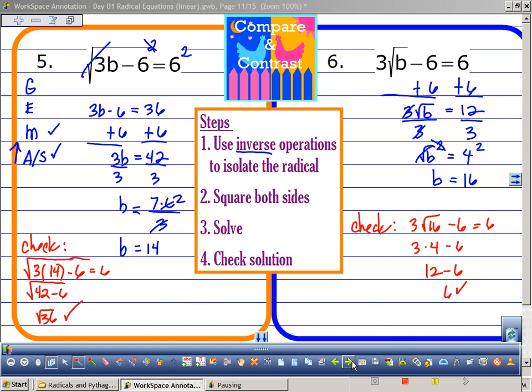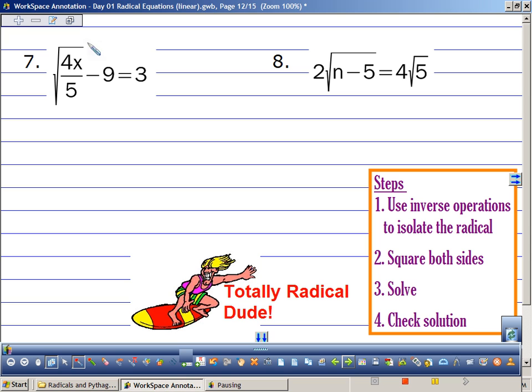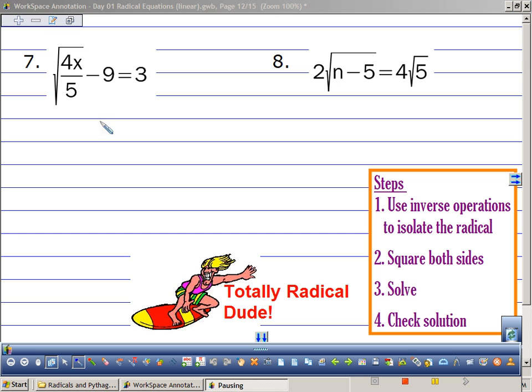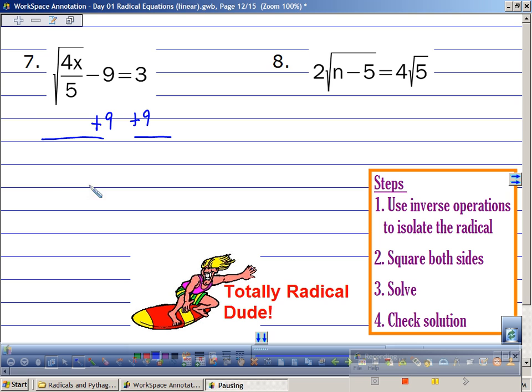Okay, you guys ready? Try one for yourself. Try this one. 3, 2, 1. Okay, so you just told me, Levi, how to do this. How do I do it? Add 9 to both sides. Once I add 9 to both sides, I have the square root of 4x over 5 equals 12. Square both sides, cancel, and now I have 4x over 5 equals 12 times 12. Now what?